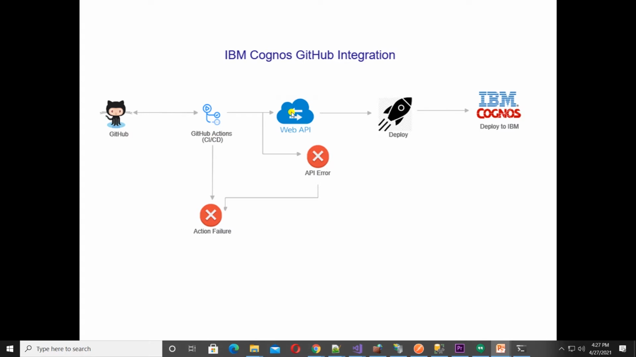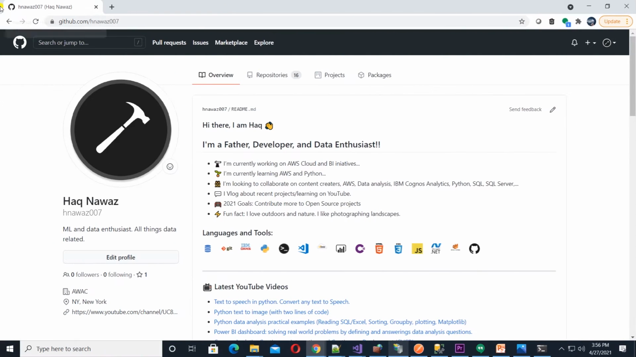In this scenario, it triggers a call to a web API with the Cognos report specification. It validates the specification and deploys it to the IBM Cognos environment. The API sends a response back to GitHub Actions. Let's switch over to the demo.